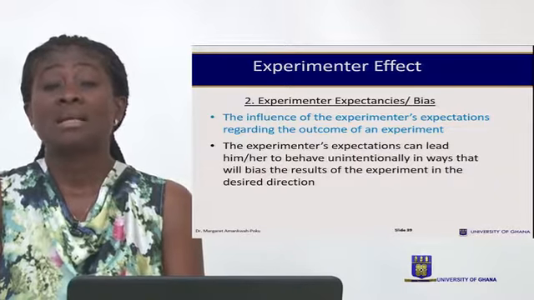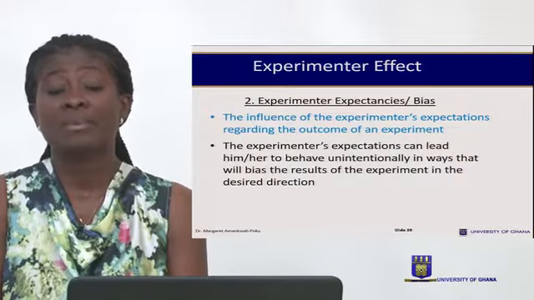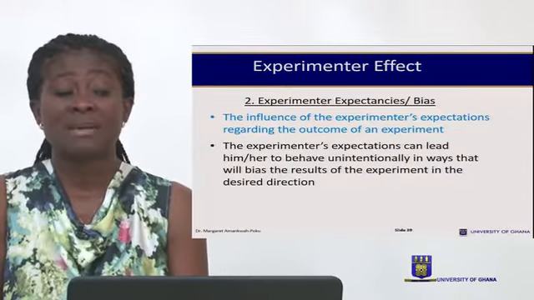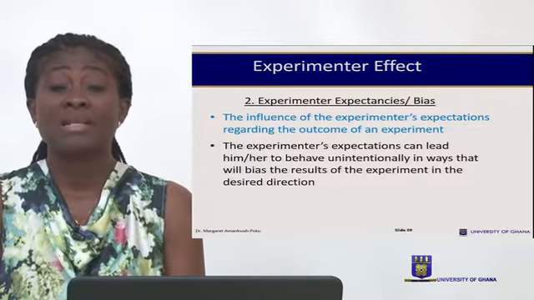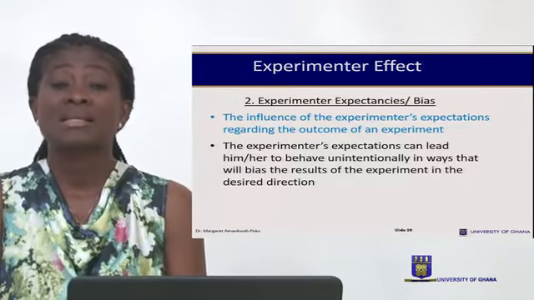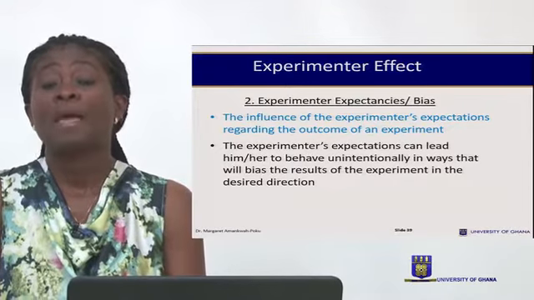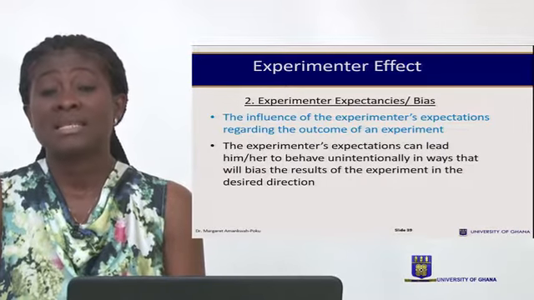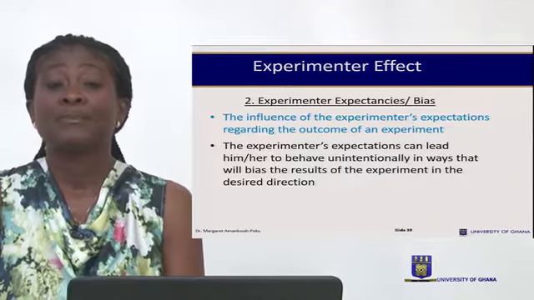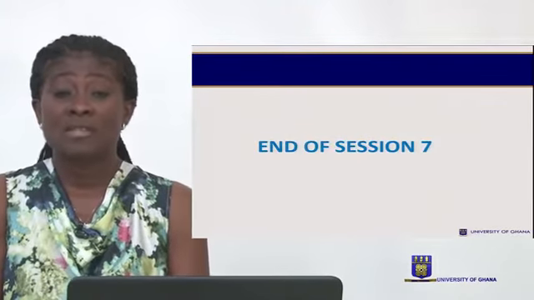So in a nutshell, I've talked about general extraneous variables, I've talked about participant effects, and then I've talked about experimental effects, which can all act as extraneous variables and threaten the internal validity of a study. So this brings us to the end of session 7.